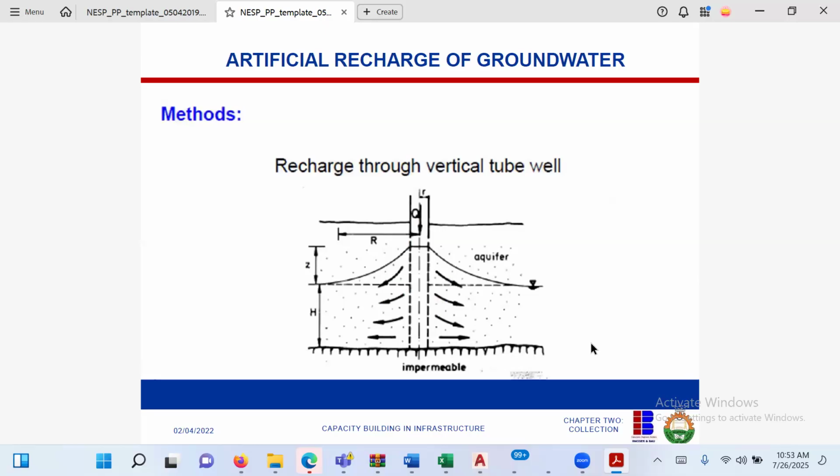So these are like artificial recharge of water. This is what they do in arid regions like Morocco, Tunisia, and Saudi Arabia. This is not for Nigeria. We have enough water.